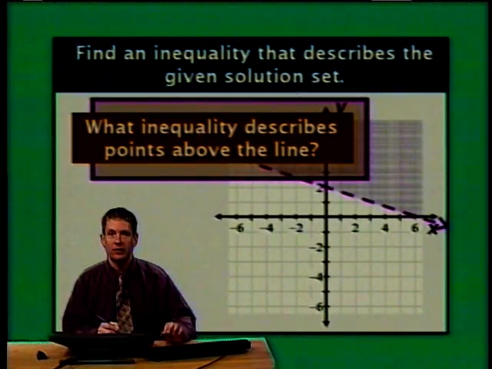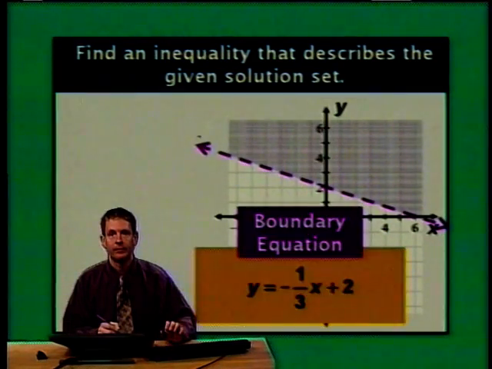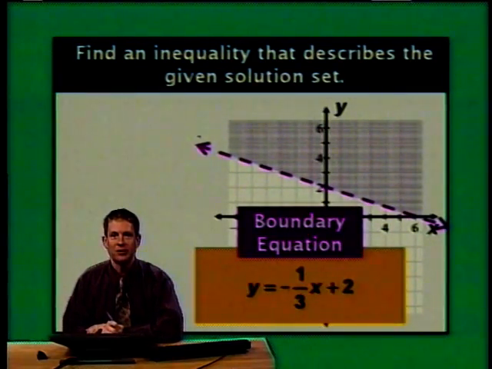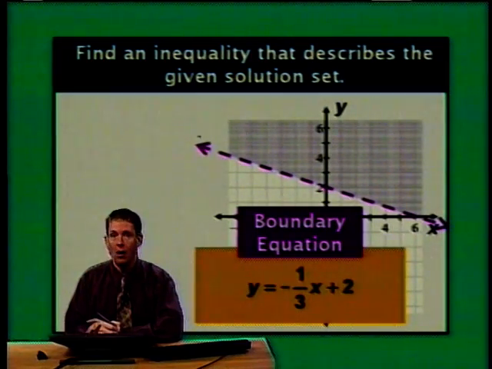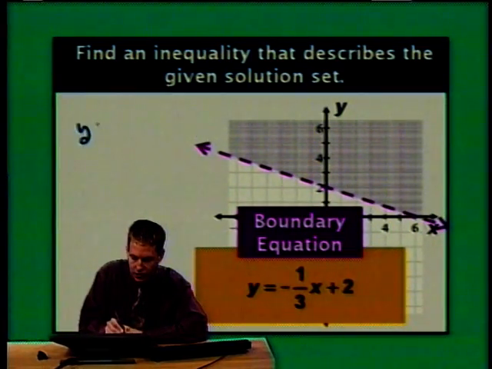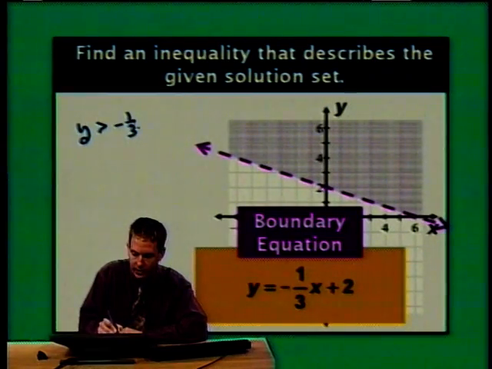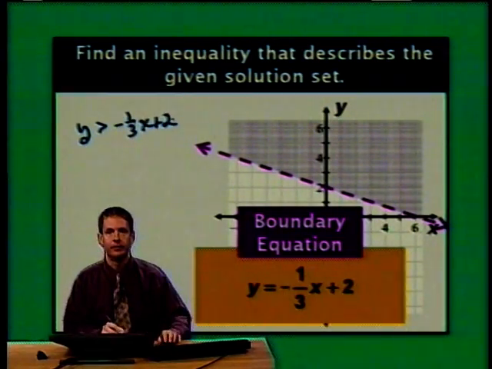What inequality describes points above the line? Well, we know that our boundary equation is y equals -1/3 x plus 2. We know that points on the line are not included in the solution set because the line is dashed. So we need to either put a greater than symbol or a less than symbol between our two expressions. Well, since we have our boundary equation in slope-intercept form, and we know that we're looking for points above the line, we know that y needs to be greater than -1/3 x plus 2.